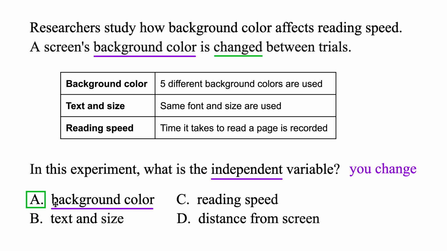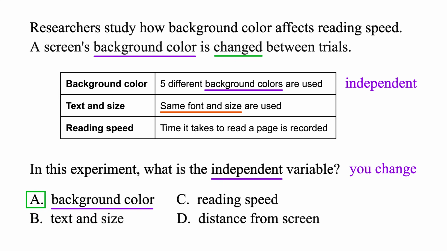But they've given a nice summary, so let's just double check and see what each of these things might be. The first one, 5 background colors are being used on this screen for reading. Well, they're choosing the background colors, therefore that is the independent variable.